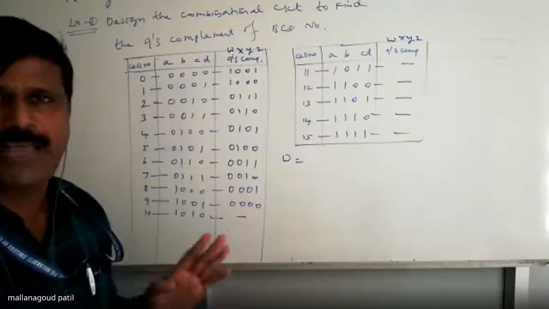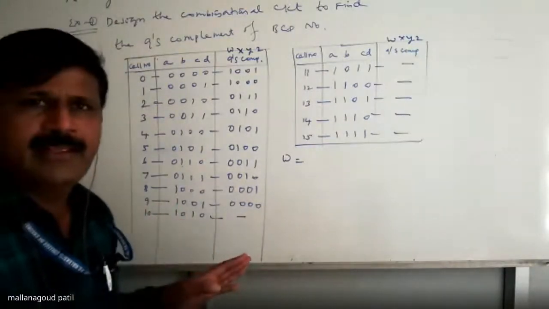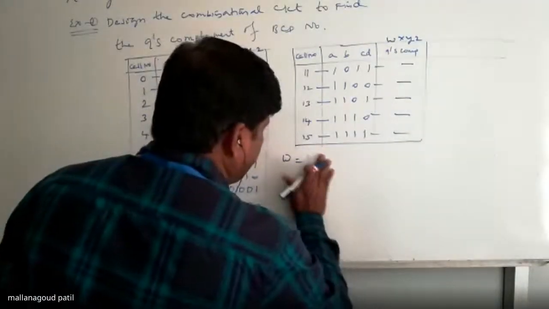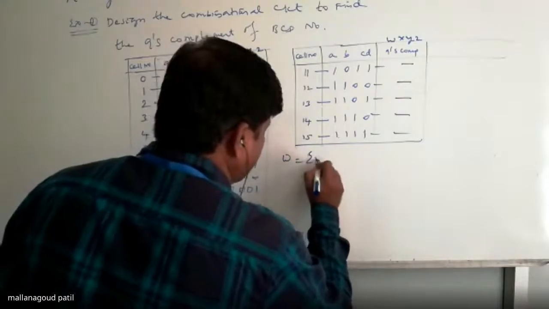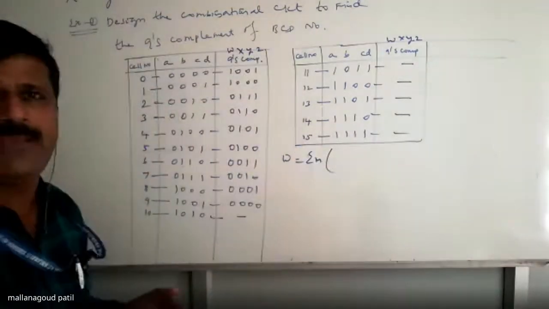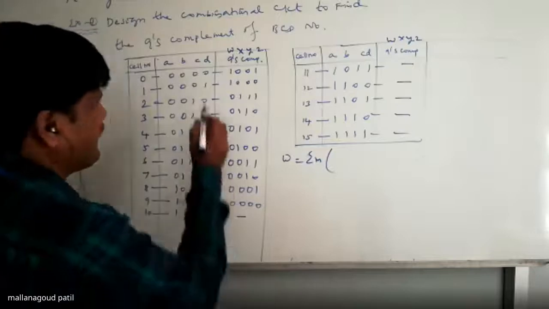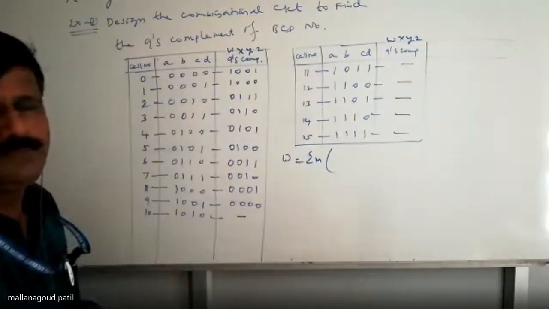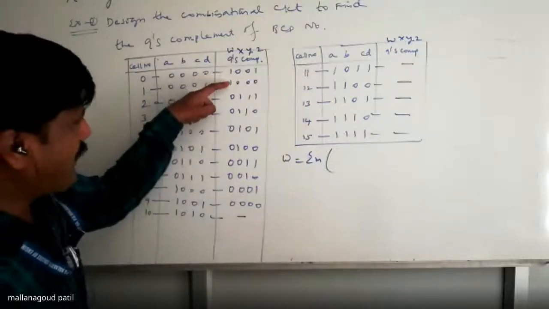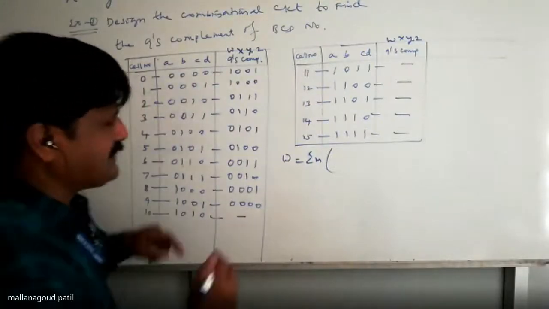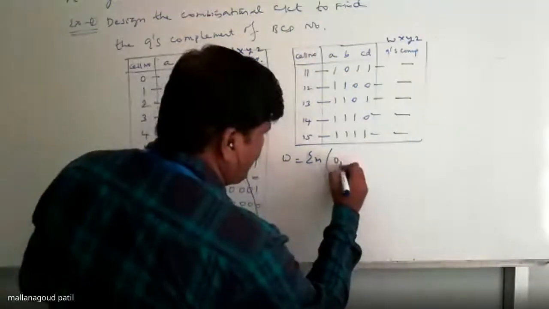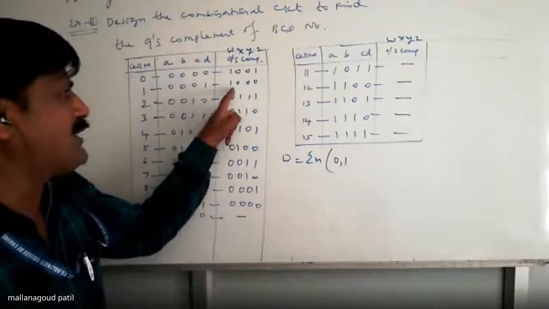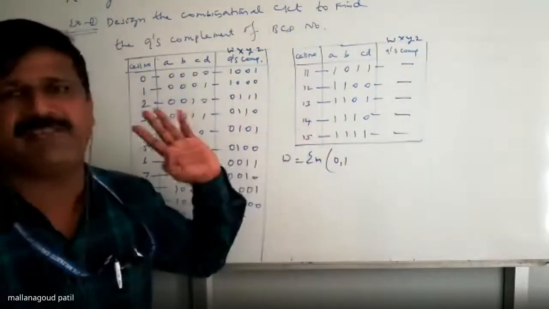Min terms, because I am designing my idea in SOP form. Then I can write here sigma m of. The meaning of writing sigma m is that I am designing my idea using the min terms. See here, cell number 1 is there for the first column. Cell 0, cell 1, then I can write 0, 1. Cell 0 is M0, cell 1 is M1, cell 2 is M2, like that, cell 15 is M15.